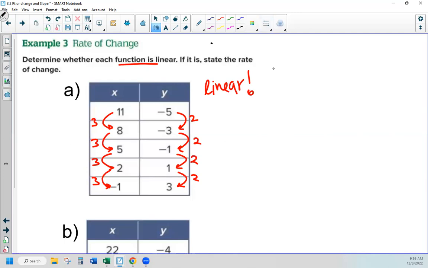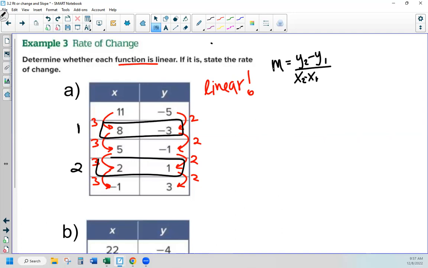I encourage you to pause the video right now and let's see if we get the same answers, choosing hopefully different numbers. Let's do it. I'm going to choose (2, 1) and call that my point number 2. And I am going to call this one my point number 1. Let's see if your numbers and my numbers are the same at the end. So my y2 is 1 minus (-3), divided by my x2, which is 2, minus 8.